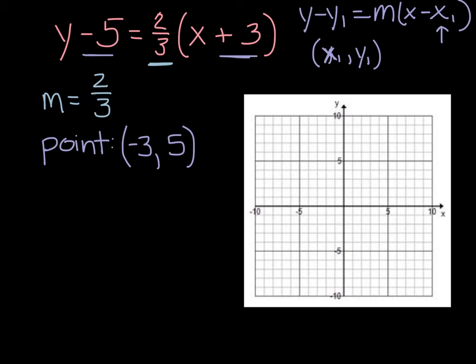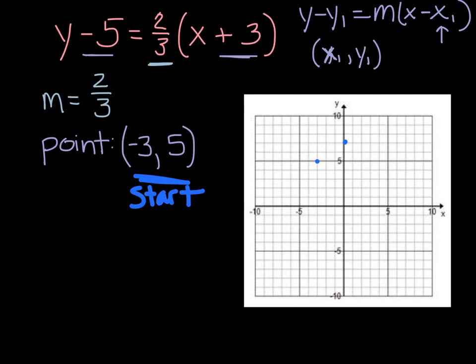Okay, so now we're going to graph that using the point and the slope. It's kind of like slope-intercept, except we're starting here. So we start with this point. Okay, so x is negative 3. 1, 2, 3. And y is 5. That's right here. Okay, from there I'm going to rise up 1, 2, and run 3. 1, 2, 3. So there's my next point.